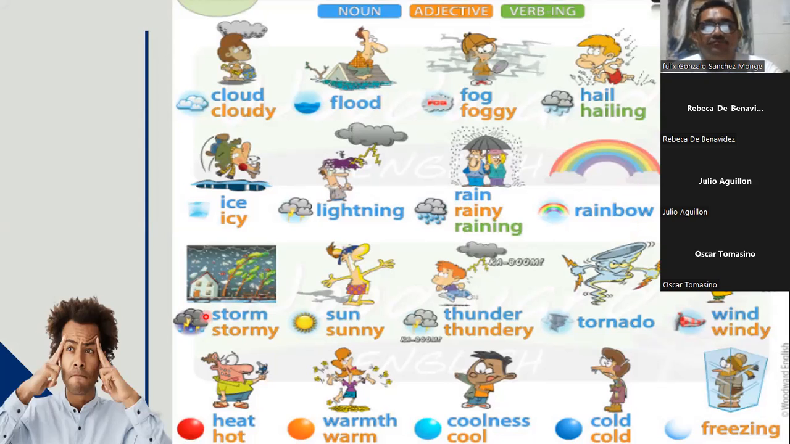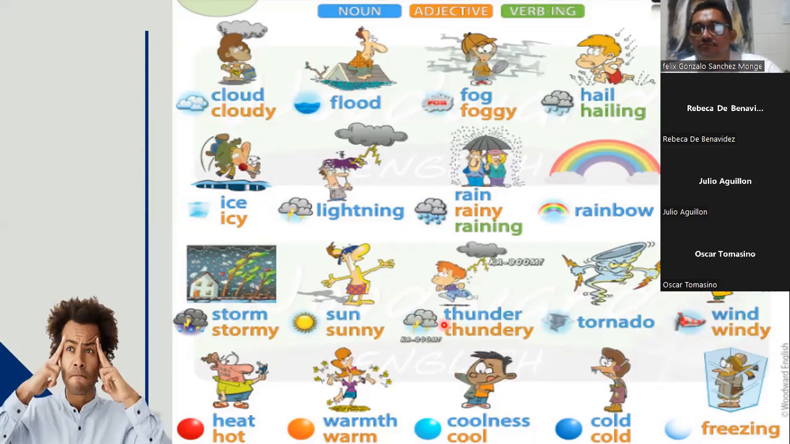So, storm, tormenta, stormy, tormentoso, sun, sol, sunny, soleado. So, thunder, thunder es el trueno, thundery es, how do we say this in Spanish? Like, tronando. Does it exist? ¿Existe esa palabra in Spanish? Well, está tronando. Tronando, exactly. Yeah, that's the one. Tronando, exactly.